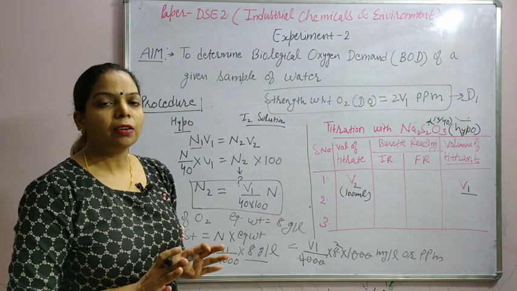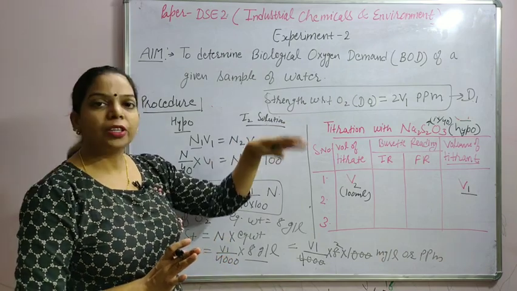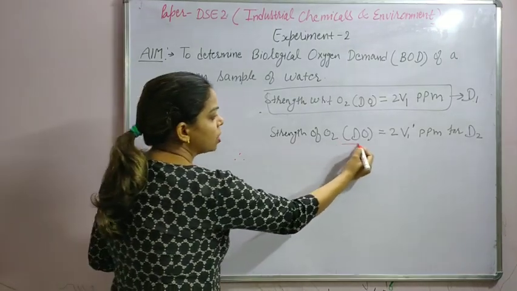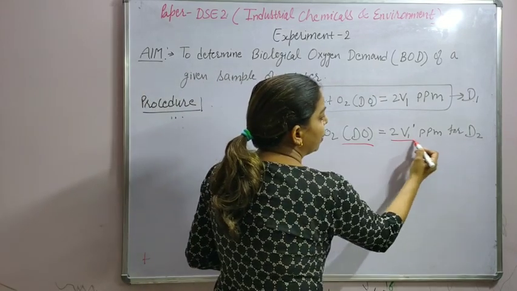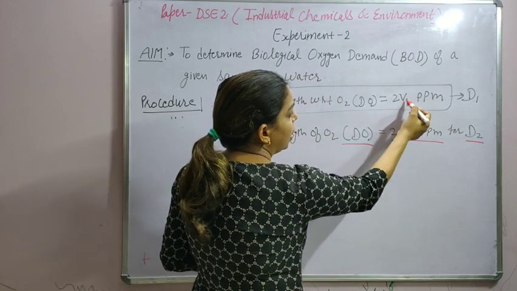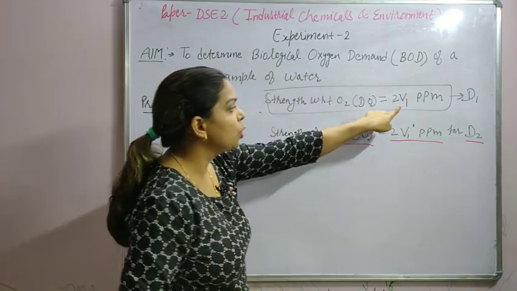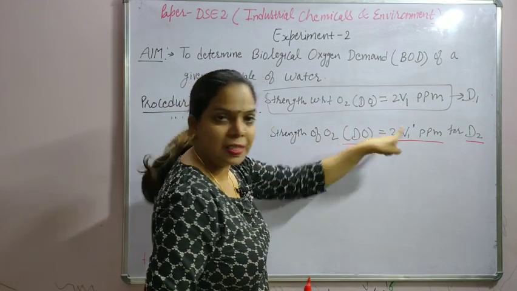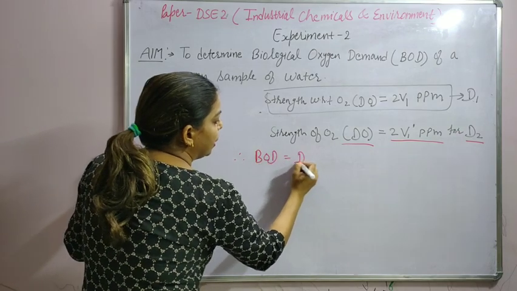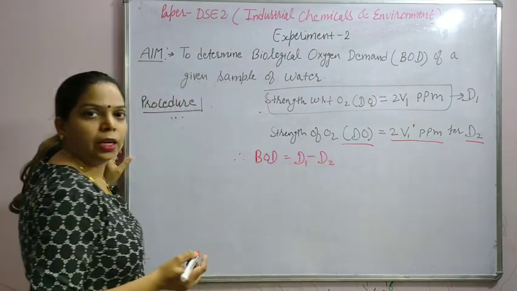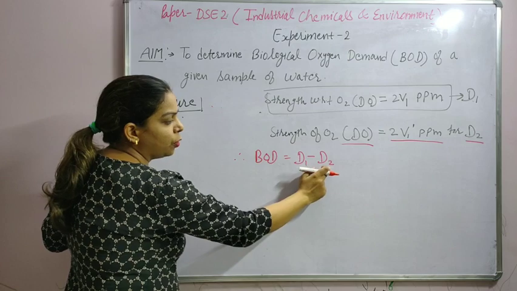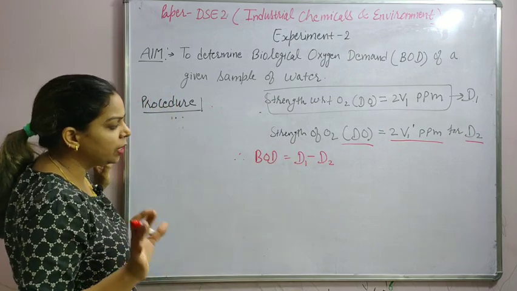In a similar manner we will find out the dissolved oxygen in another sample also after 5 days. Let's say the amount of dissolved oxygen in the second sample after 5 days comes out to be D2. This is V1 dash and here we have V1. This was the volume of hypo solution in both cases. So the BOD will be D1 minus D2. D1, because dissolved oxygen initially will be more, and after 5 days some amount would have been consumed.